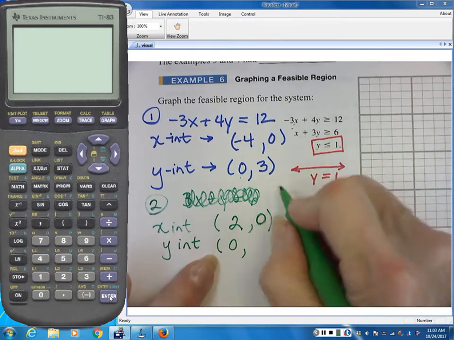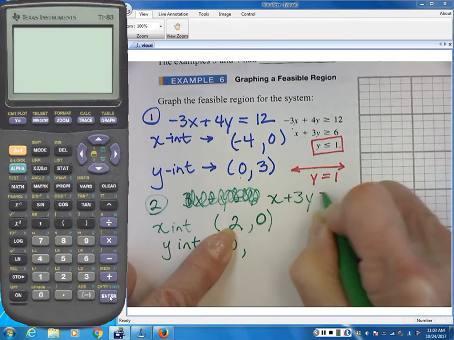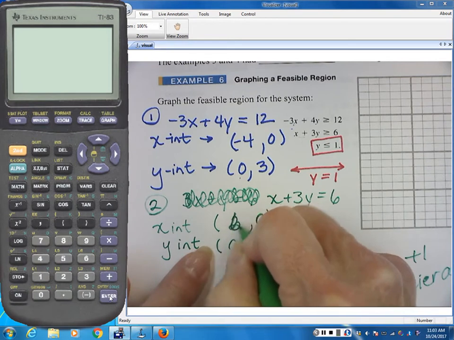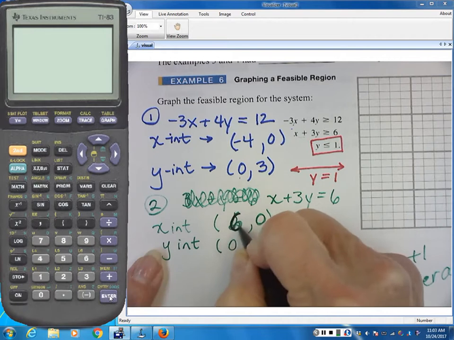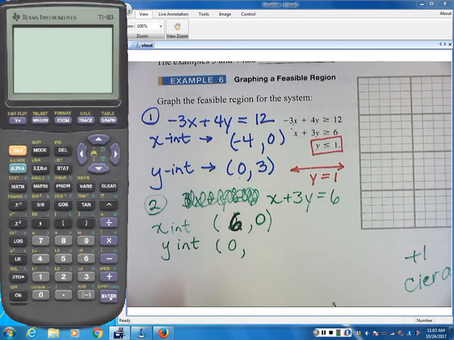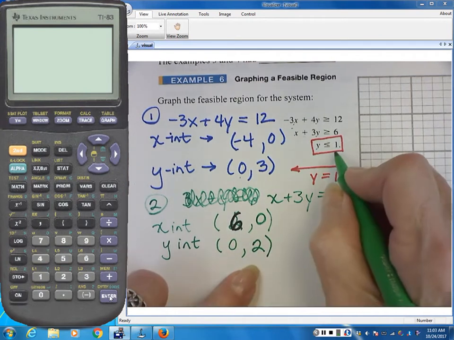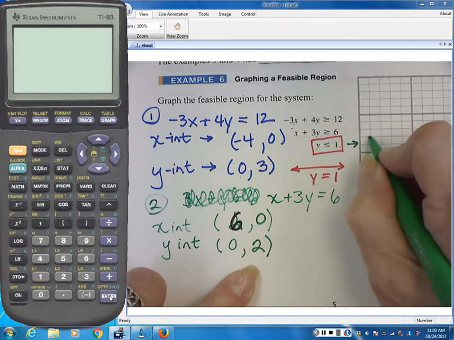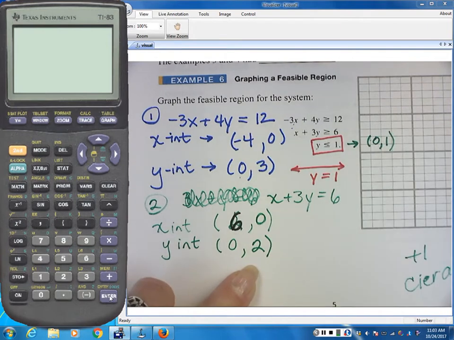So let me redo this because that number's not going to be right. x plus 3y equals 6. So if y is 0, x is 6, not 2. And then if x is 0, y is 2. So I know that I've got to have the point. This one's going to be, the y-intercept here is going to be 0, 1. So it's just going to be a horizontal line.